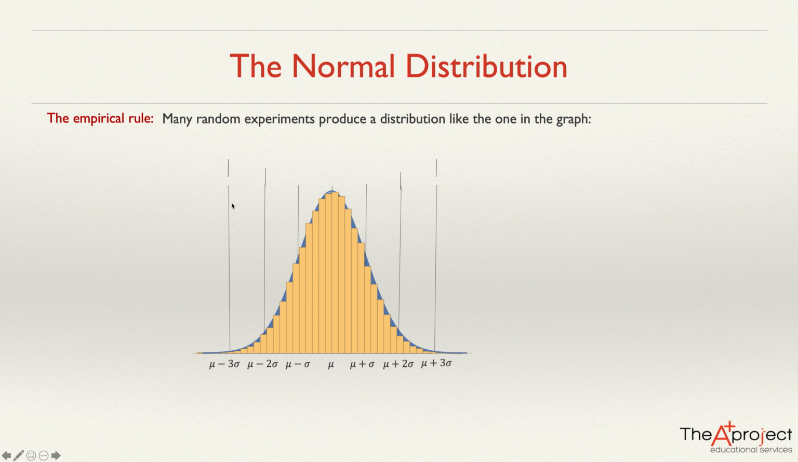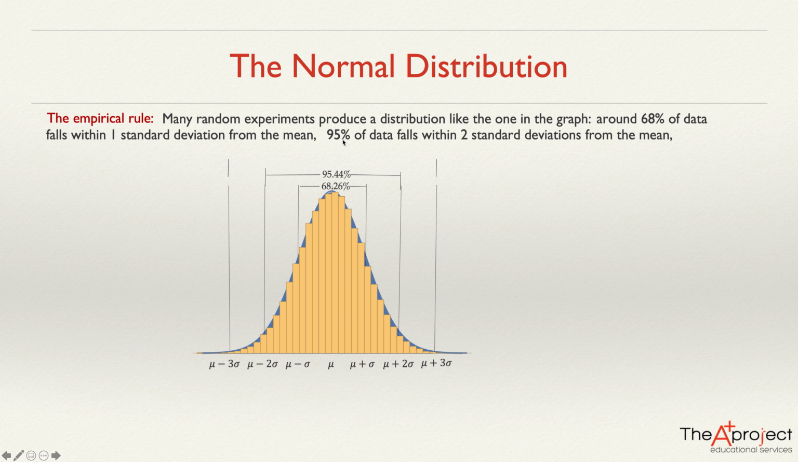This is what is called the empirical rule. And the empirical rule says that most of the data are close to the mean. If sigma is the standard deviation, we say that 68% of the data falls within one standard deviation from the mean. So that means that around 68% of the data are between mu minus sigma and mu plus sigma.